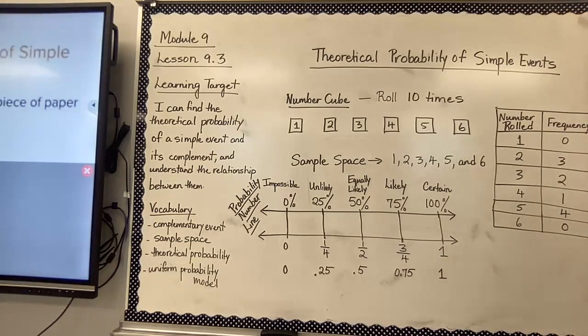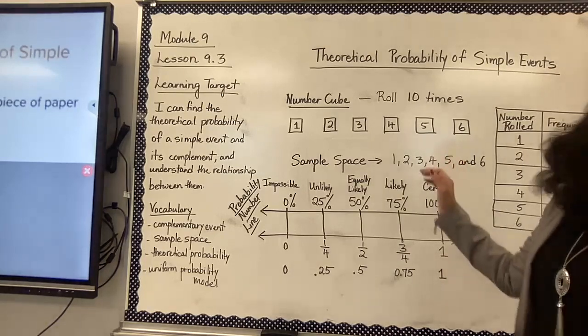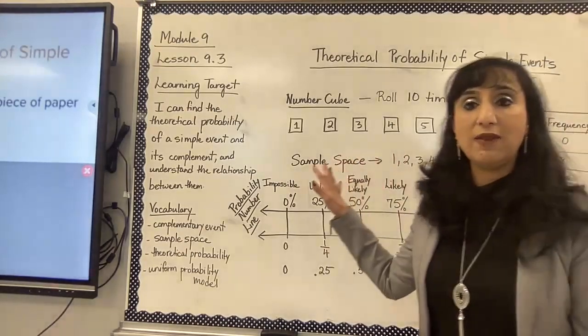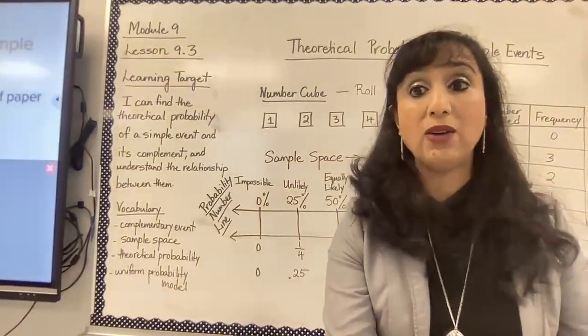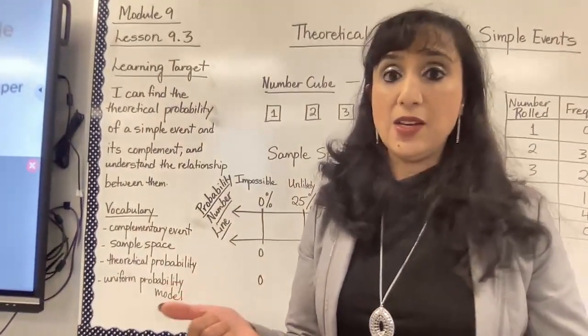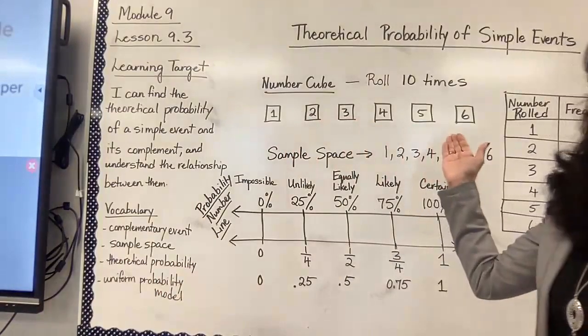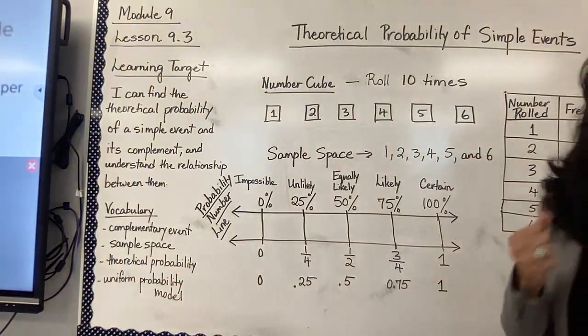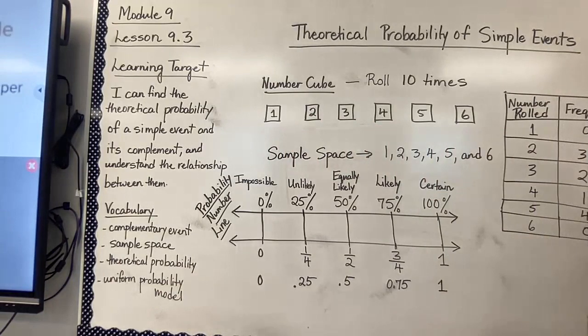And to find the sample space of a simple event, you can make a list of each unique outcome. Okay, so when rolling a number cube once, the sample space is the outcome of each face. So that's what I've written over here. The cube has six faces, so the outcome would be any of these that it can land on when I am rolling a number cube.